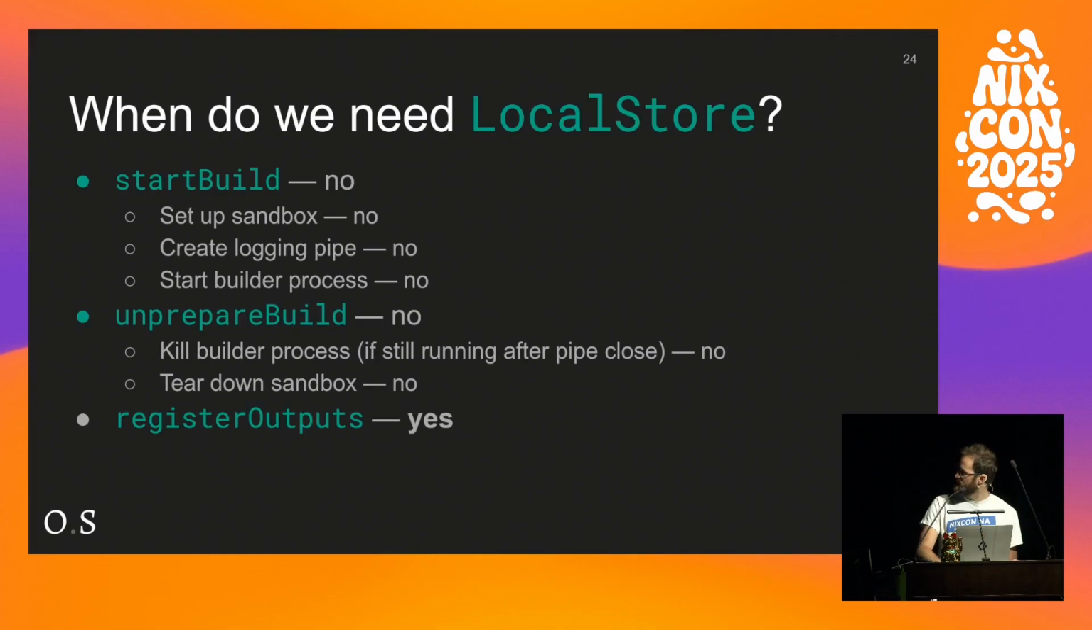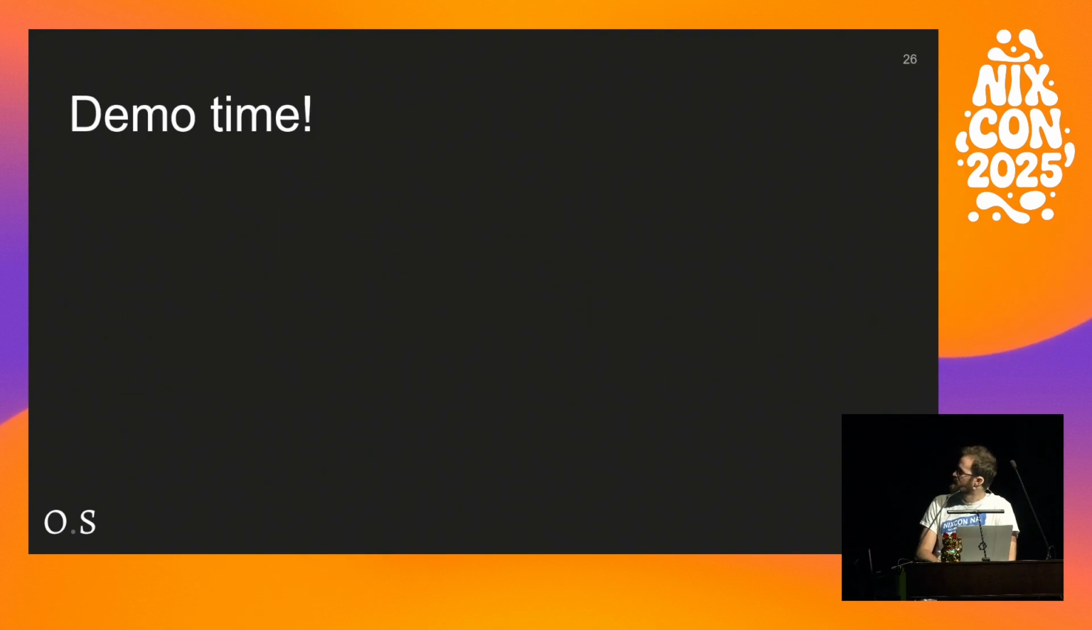So I think it is actually quite sustainable to say registering outputs is just completely separate from this, and its successor will not even be as complex. And certainly the current registering outputs and its successor, the new RPC thing, are both less subtle and hard to get right than the start build and unprepared build.